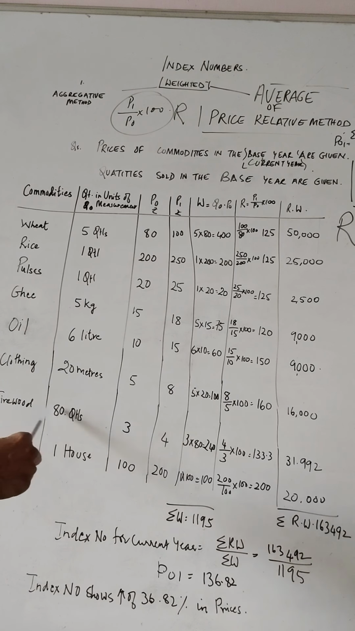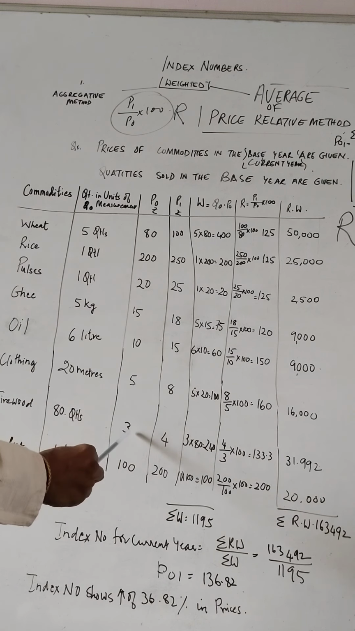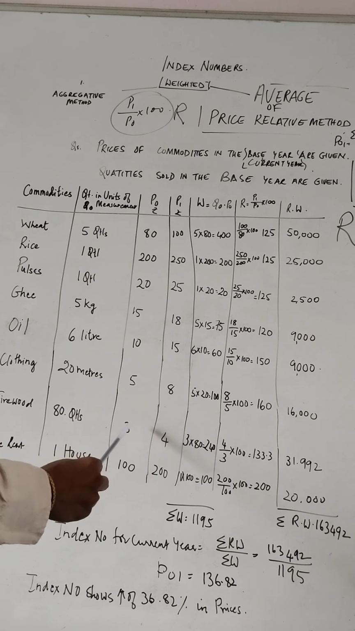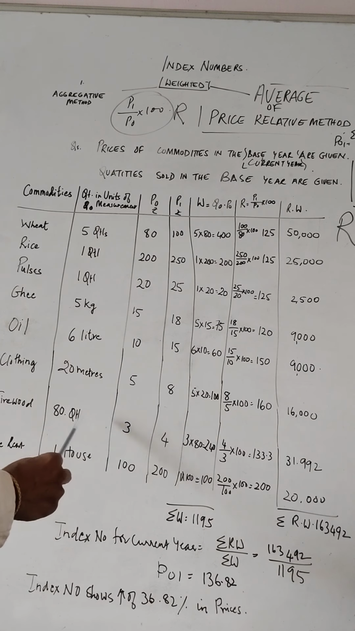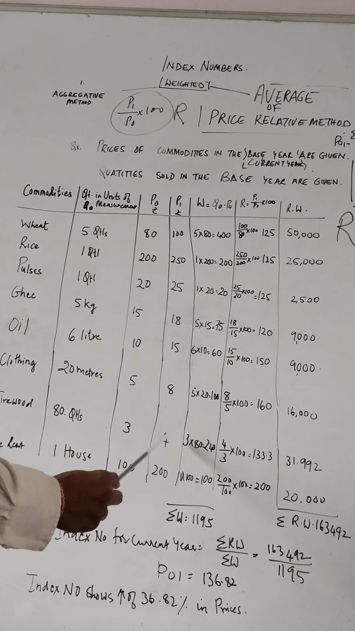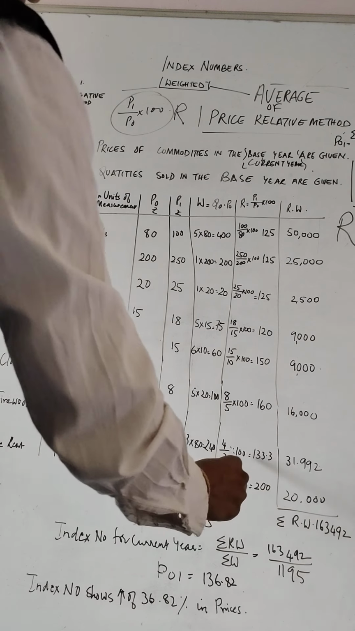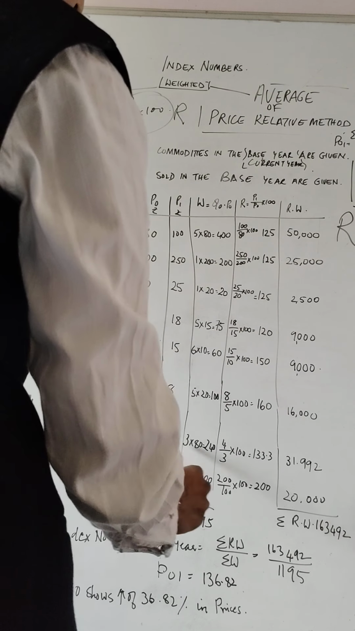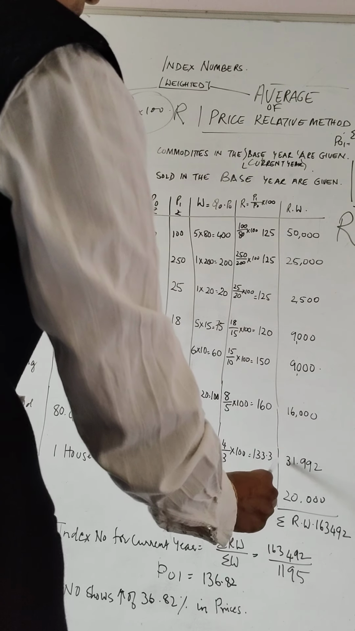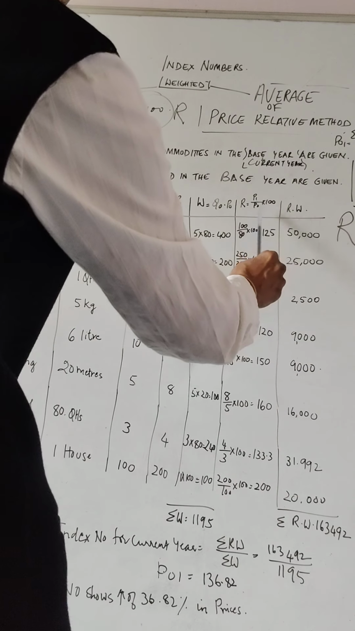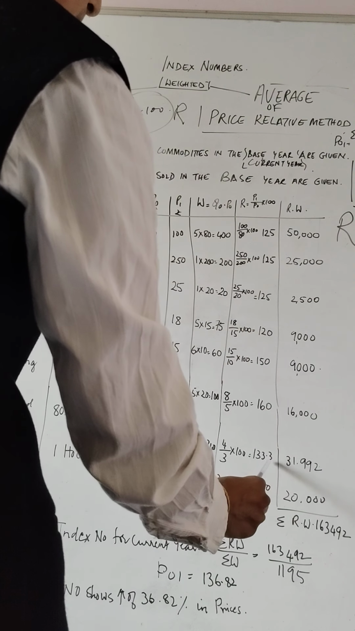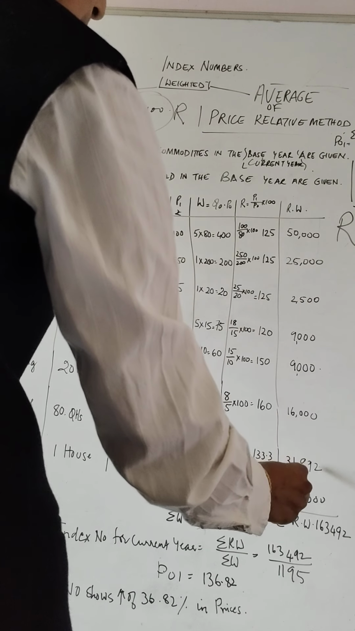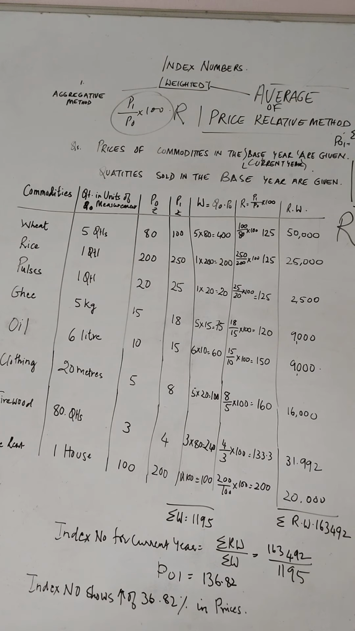So then we come to firewood. 80 quintals are bought and base year price is 3 and the current year price is 4. So you get 80 quintals at 3 to be Q0, P0. So I've written 3 into 80. So you get 240. And let's work out in this column the R again. So what is the R? 4 divided by 3 into 100. It is 133.3. And then let's just do the R into W. 133.3 into 240. So you get 31,992.